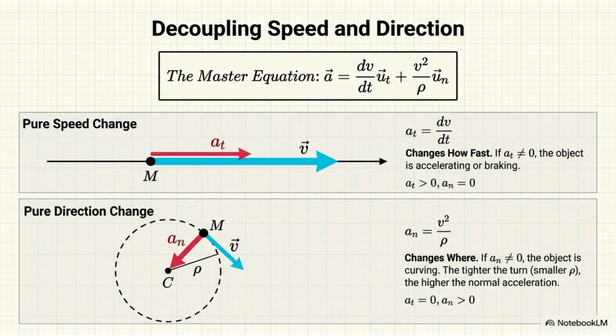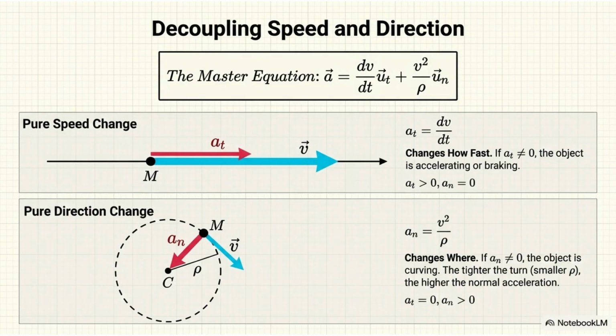We have now reached one of the fundamental equations of curvilinear motion. This equation separates acceleration into two completely independent components. The first component is the tangential acceleration. It is equal to the rate of change of speed with time. If this component is positive, the particle speeds up. If it is negative, the particle slows down.